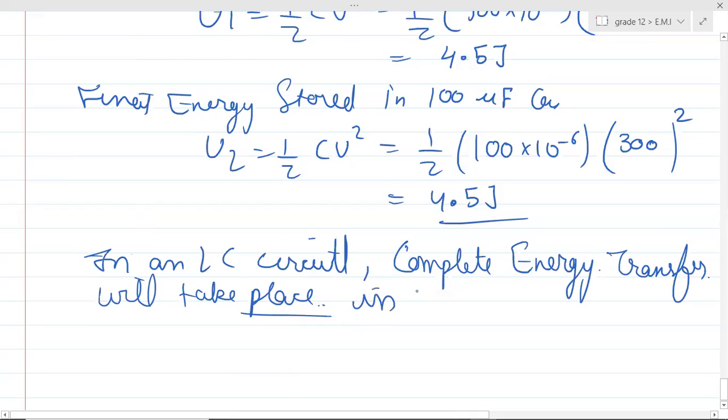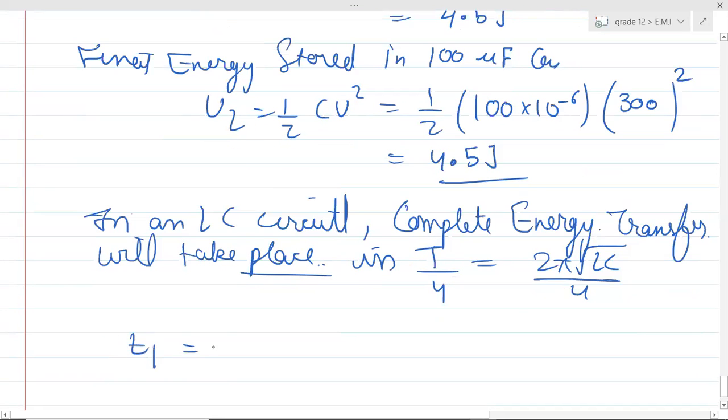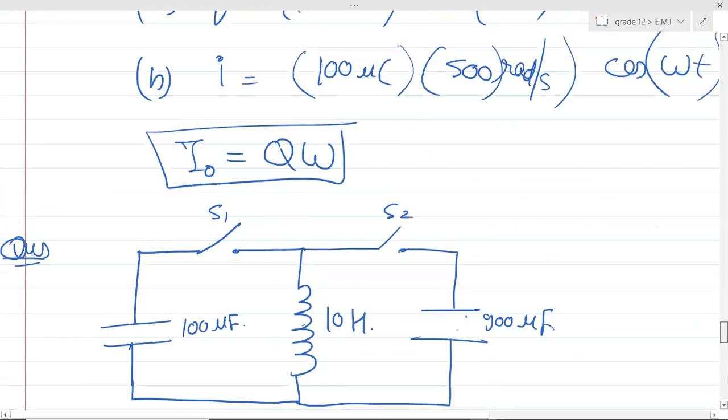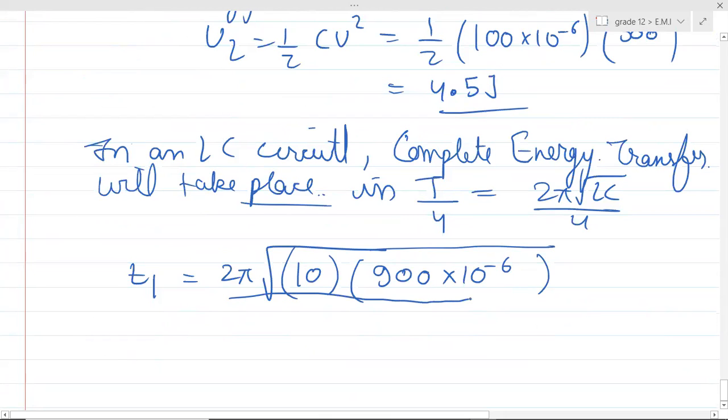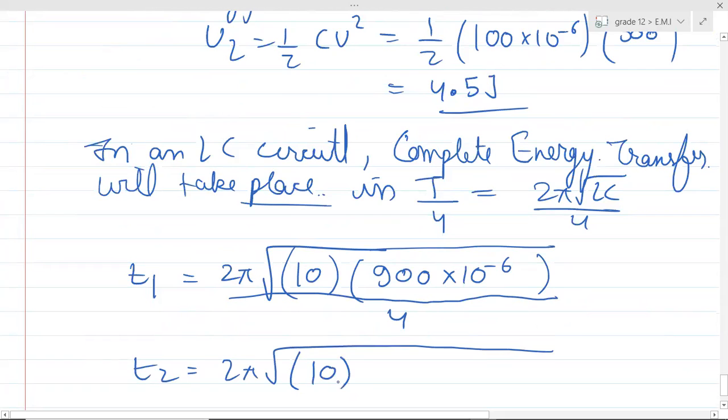Take place in how much time? In T by 4. So basically it is equal to 2 pi under root LC by 4. Yes or no? So can I say T1 will be basically 2 pi under root of the, what was the value of L? 10 Henry, na? So 10, and the capacitor was basically 900 microfarad. And second case divided by 4. And T2 should be 2 pi into 10.